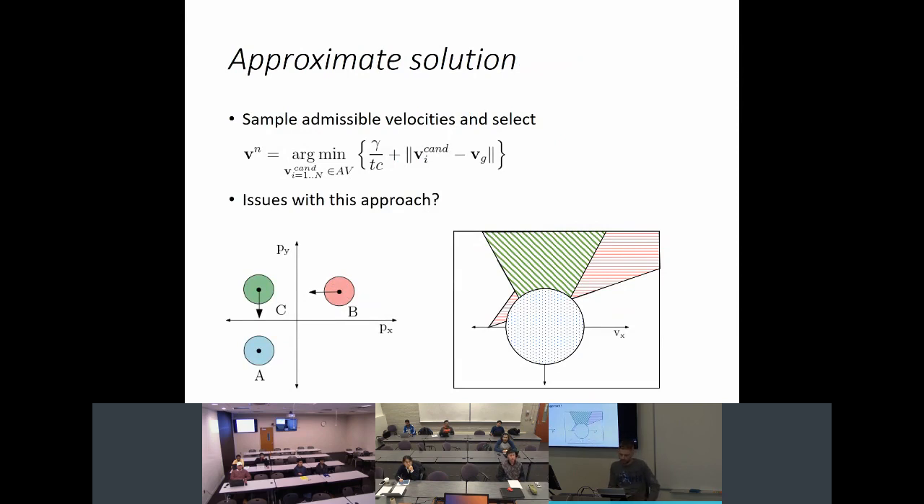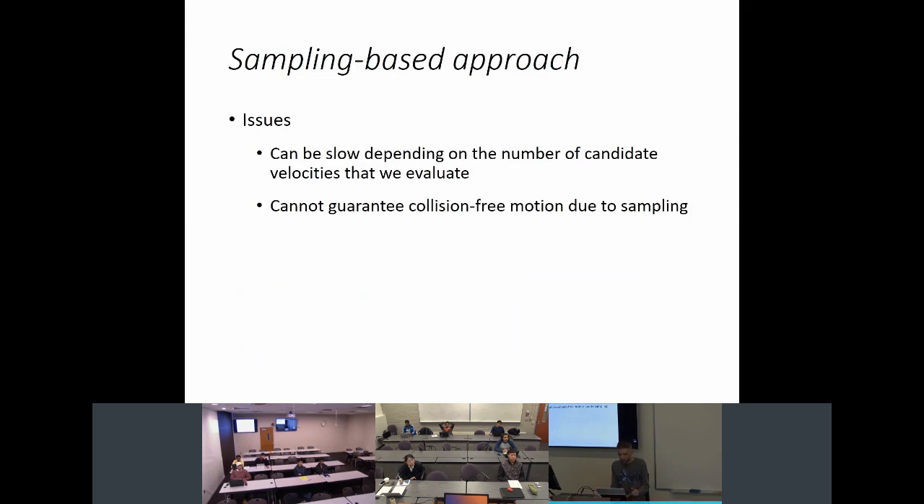Now, things can become a little bit more complicated with multiple neighbors, and also if we want to add additional constraints, such as a maximum speed constraint or a maximum acceleration constraint for the agent. A simple solution, and this is what you have to code for homework 1, is to sample the velocity space and select a velocity that penalizes collisions and the distance to the goal velocity, right? What is the issue with this approach? Well, it is very simple and can work well, but it can be slow depending on the number of samples that we are going to evaluate.